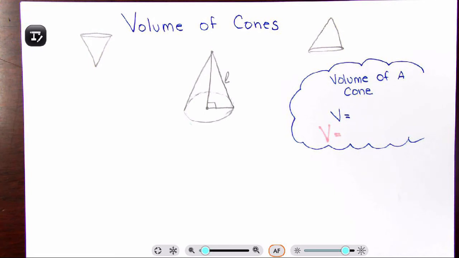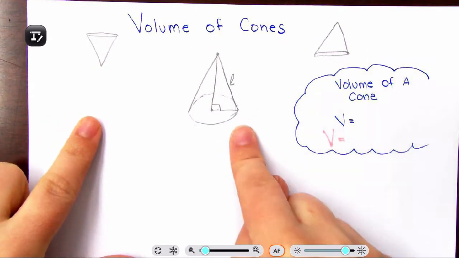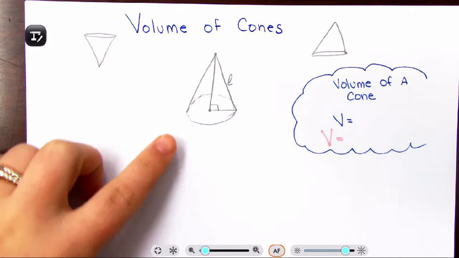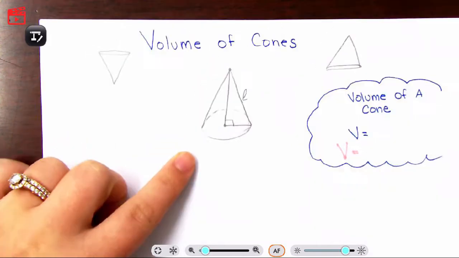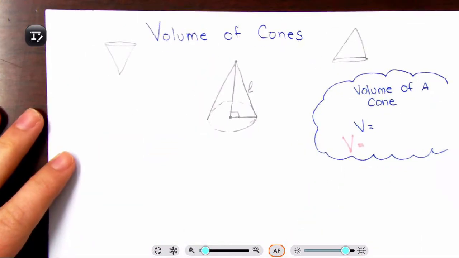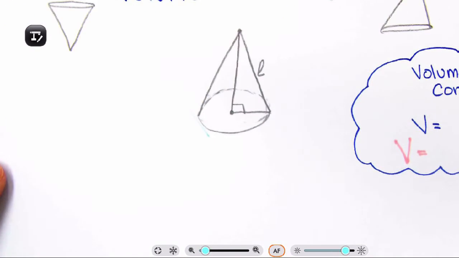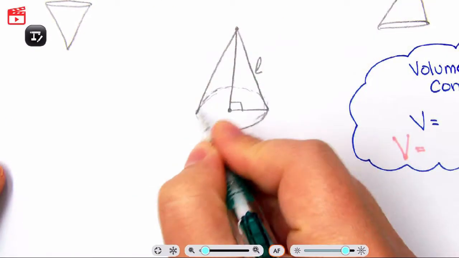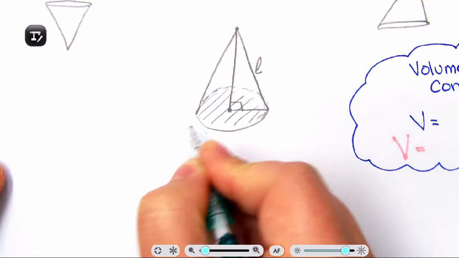So, volume of cones. Here, I pre-drew some cones. One thing you need to know is that the base, let me zoom in here just a little bit because it's pencil and you can't really see it. There it is. The base is a circle.